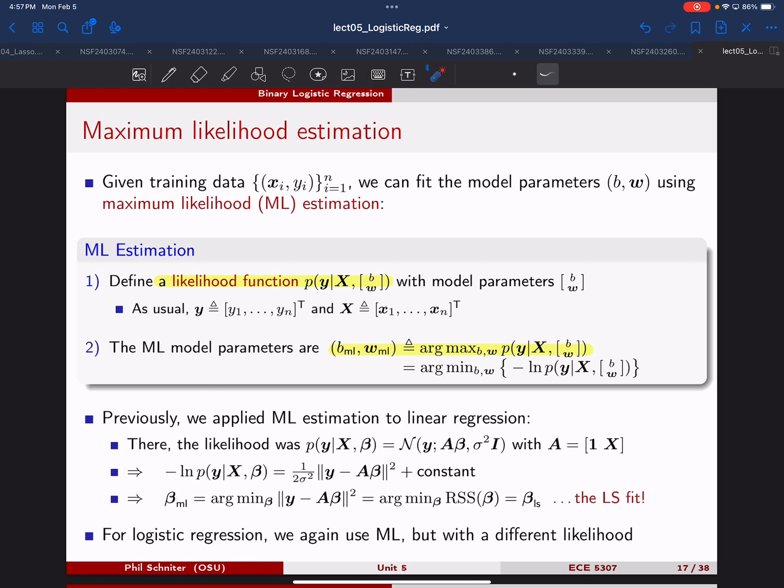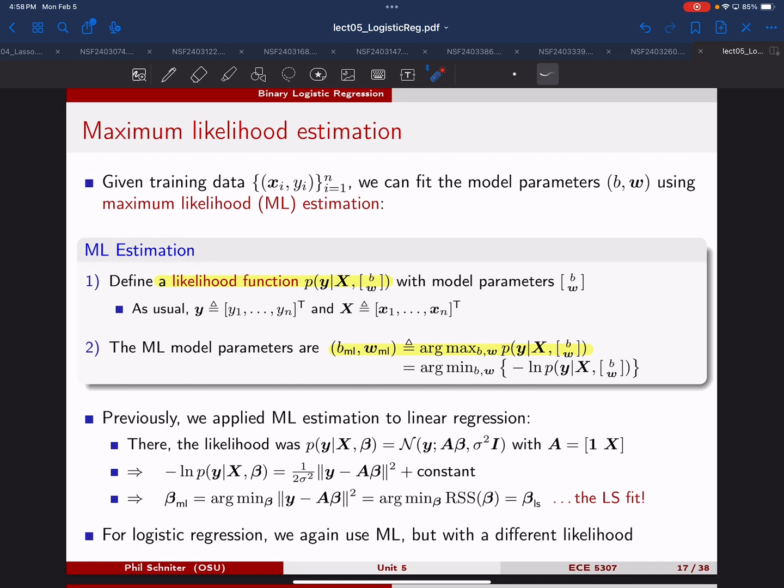Okay, and we did this for linear regression. We said, okay, let's look at the specific case where y equals A times beta plus Gaussian noise with variance sigma squared. That means that the overall likelihood is Gaussian with this mean and this covariance matrix. And then we took the negative log of that, and we found that that was equal to this scaled Euclidean norm squared plus a constant in beta.